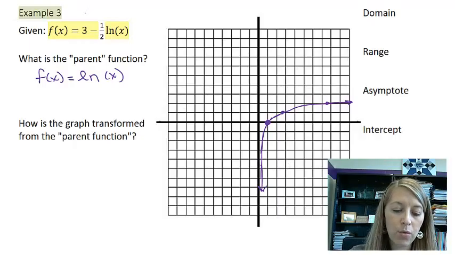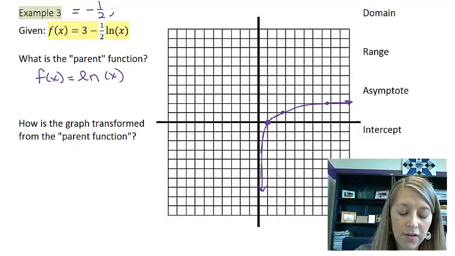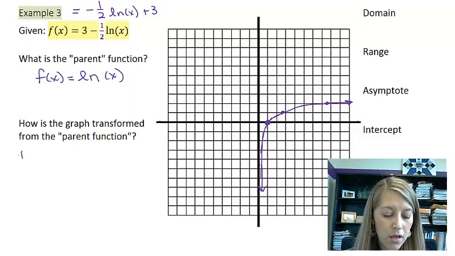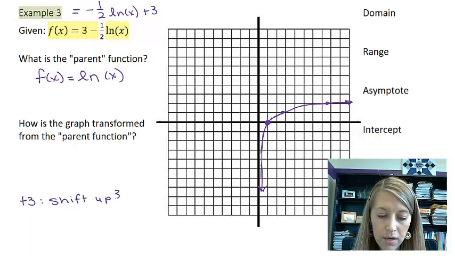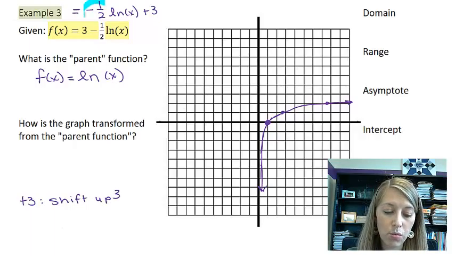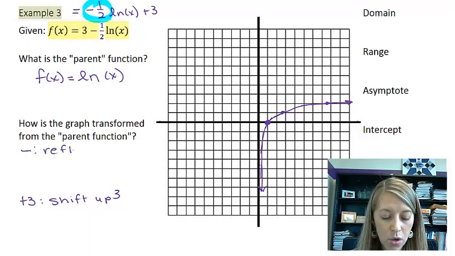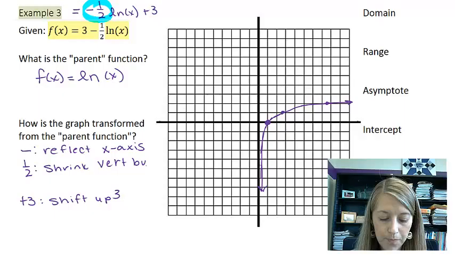Okay, so if I rewrite this as -1/2 natural log of x plus 3, it might be a little bit more obvious what we're doing. The plus 3 is going to make your graph shift up 3. But before we do that, we need to worry about this here. Multiplication always comes before addition and subtraction. Since those are on the outside, they're going to affect it vertically. The negative is going to make it reflect over the x-axis, and the 1/2 is going to shrink it vertically by a factor of 2.